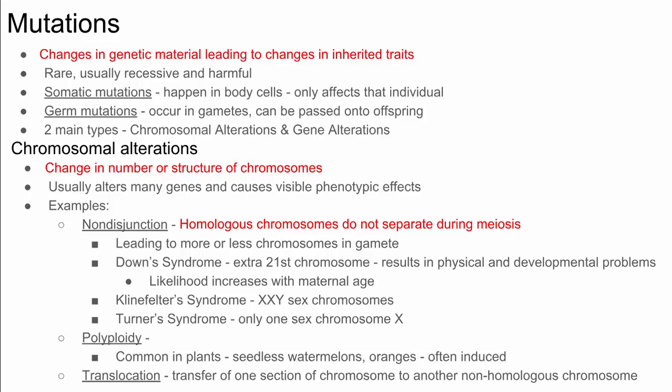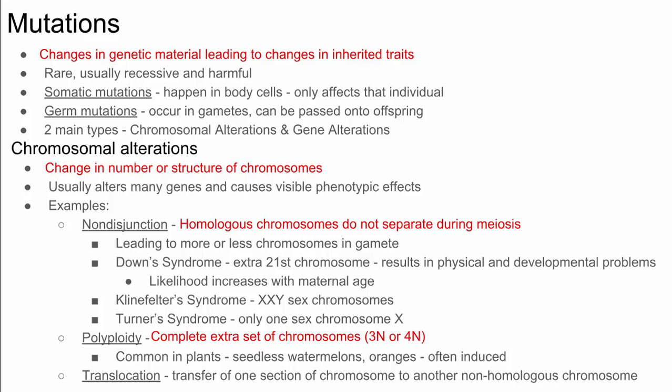There can be instances in which an organism inherits a whole extra set of chromosomes, and rather than its cells being diploid, the cells are triploid. Now, typically in humans, this doesn't happen and result in a viable pregnancy, but in plants and some other organisms, it can happen. Sometimes it's done on purpose to create different varieties of produce, like seedless watermelons and oranges.